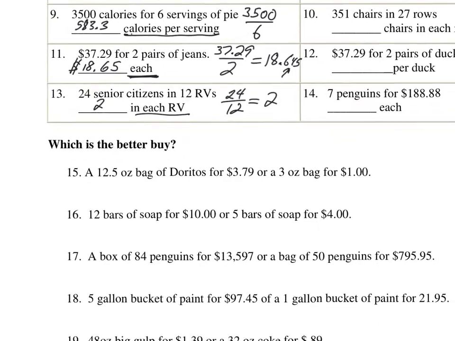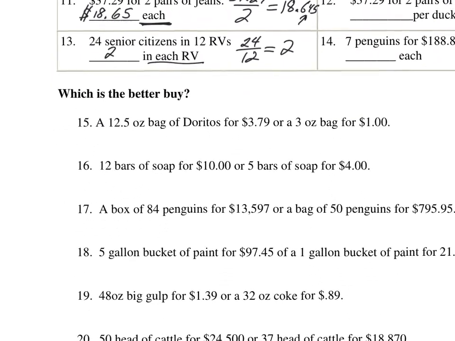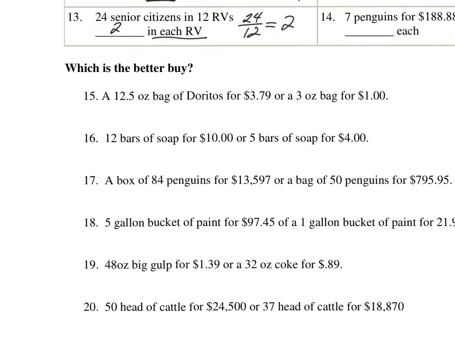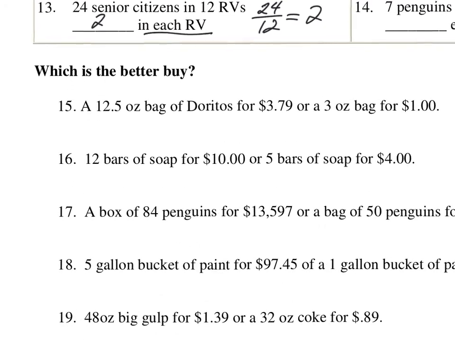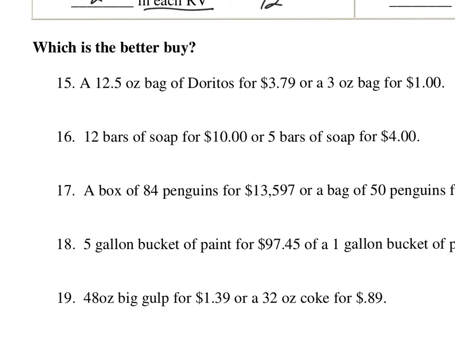And you're back, and we're going to take a look at which is a better buy, and I'm going to do one of these, and you're going to do the other 5. This is the same process, except now we're just going to compare the 2 different values. Okay, when we're talking about bags of chips or boxes of cereal or things like that, we always want to find out how much per ounce. So our ounces are going to go in the bottom.